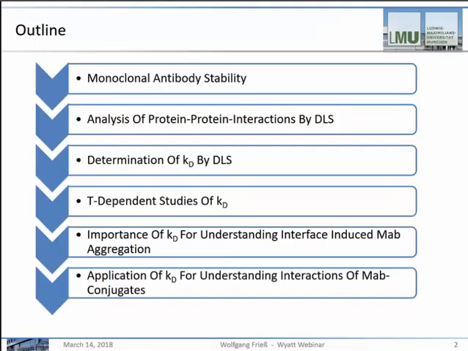The outline of today's presentation: background on monoclonal antibody stability; analysis of protein-protein interactions by dynamic light scattering and how to determine the KD by dynamic light scattering; temperature-dependent studies of this interaction parameter KD; the importance of KD for understanding interface-induced mAb aggregation; as well as the application of KD for understanding interactions of monoclonal antibody conjugates.